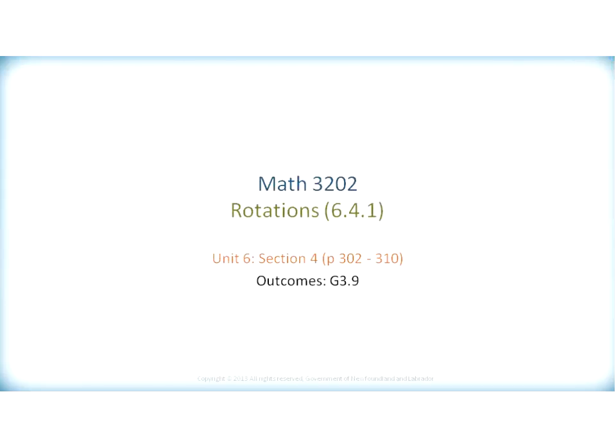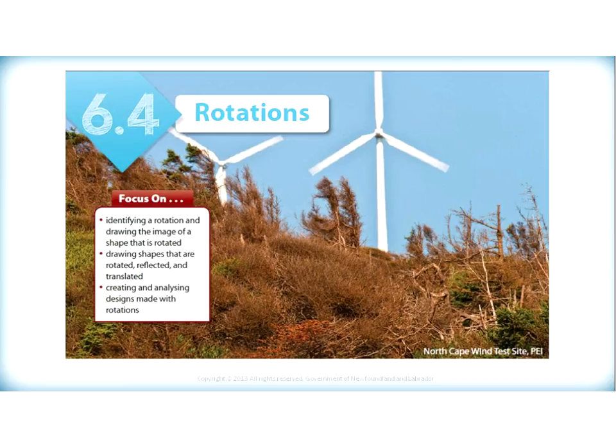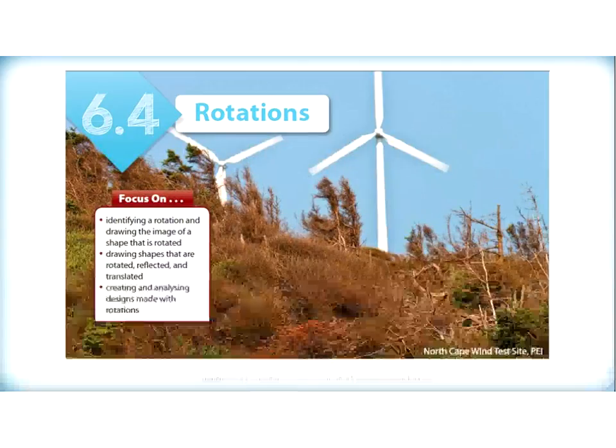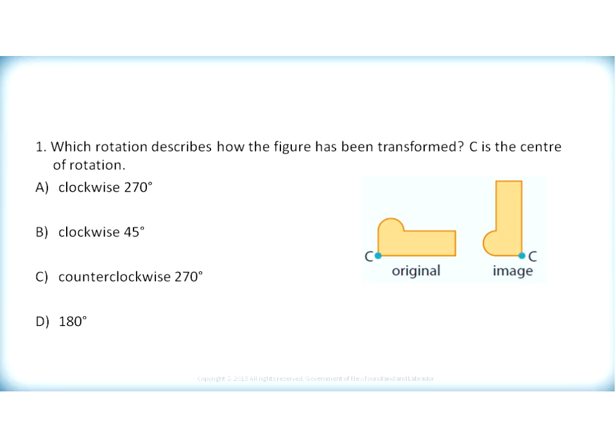We're going to look at a couple of examples now dealing with rotations. So we're going to identify a rotation. We're also going to look at drawing some rotations. So which rotation describes how the figure has been transformed?